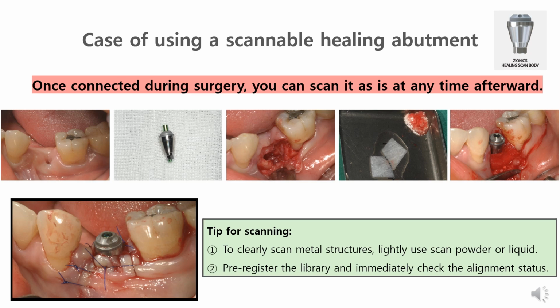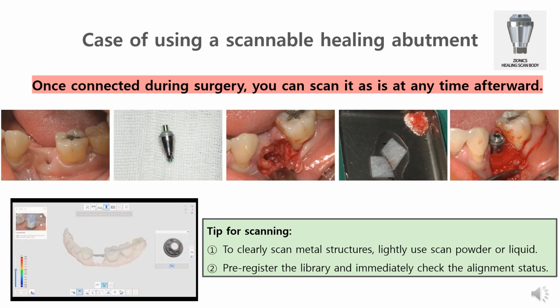In this case, the number 35 tooth was extracted, and implant placement was performed 2 weeks after the extraction. Along with sufficient bone grafting on the buccal side, he connected a scannable healing abutment. He chooses between 4 mm and 6 mm lengths, and in this case, since the initial fixation of the implant was sufficient, he chose the 6 mm one to make scanning easier.